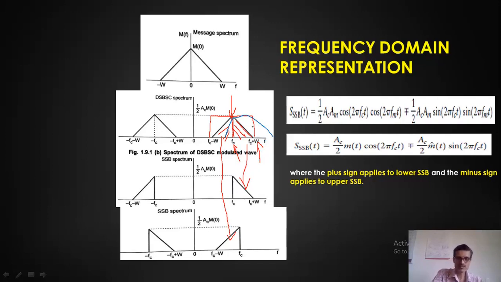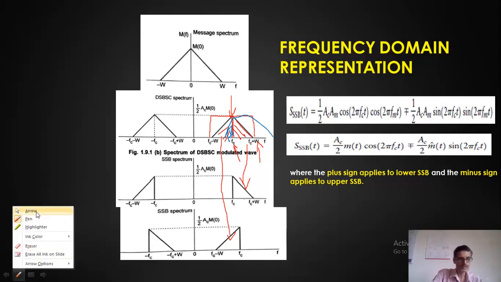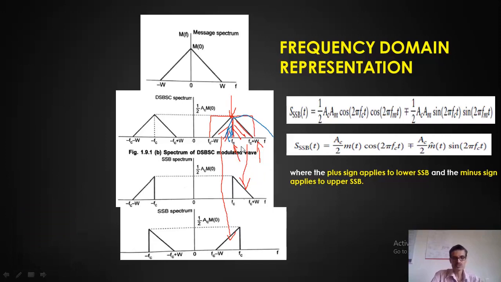Now what happens over here is, I want to choose only the upper sideband, but some portion of the lower sideband is also selected. Some overlapping happens here. This happens because there is no frequency separation between the two sidebands. So this is the problem with the frequency discrimination method.